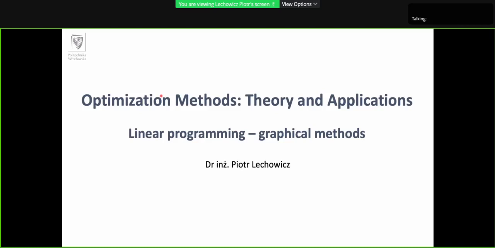And today I would like to focus on linear programming. As you can recall, it's a problem where we have only linear objective and constraint functions, and how to find a solution for such a problem using graphical methods. So how to draw the constraints, how to draw the feasible set, how to draw the goal function, and how to find the point where the function reaches its optimality.